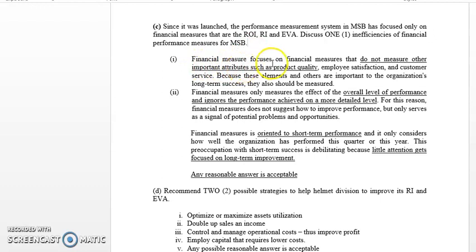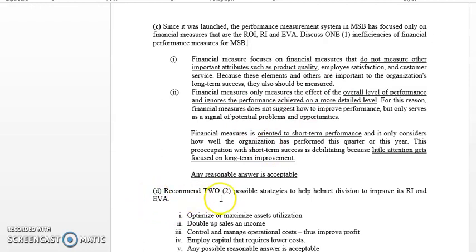Financial measures do not measure other important attributes such as product quality, employee satisfaction, and customer service, because these elements and others are important to the organization's long-term success. They should also be measured instead of financial only. Non-financial measures should also be measured. Okay, and the rest.